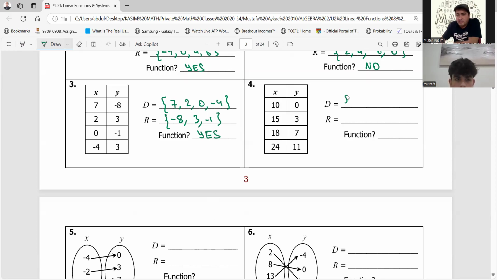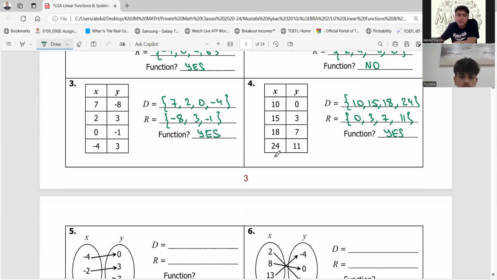For the next table, domain: 10, 15, 18, and 24. Range: 0, 3, 7, and 11. Is it a function? Yes, because all input values are distinct, right? They're different. That's why it is a function.